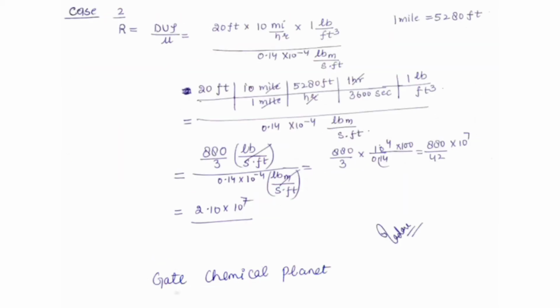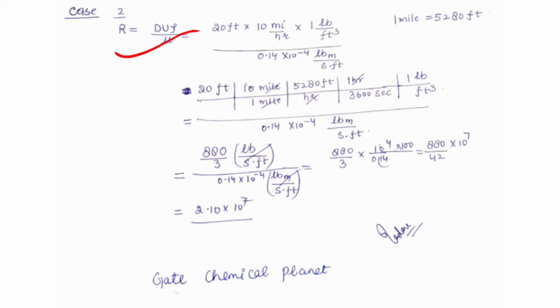In part 2, the Reynolds number equals d u rho by mu, and the value of d is 20 feet, velocity 10 miles per hour, density 1 lb divided by feet cube, and divided by viscosity, which is already given as 0.14 times 10 to the power minus 4 lbm divided by second feet.